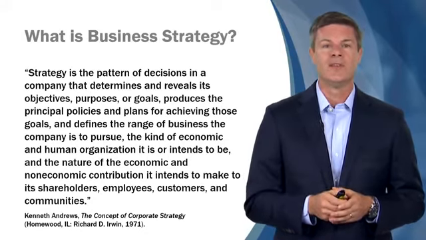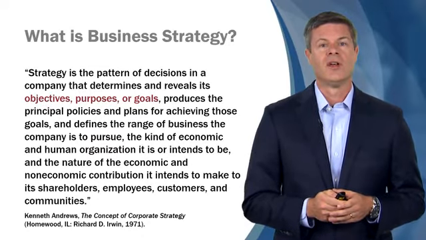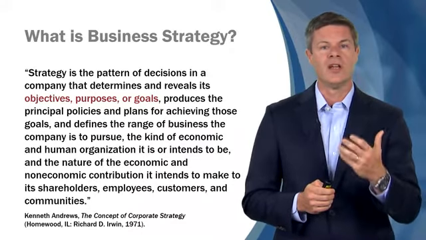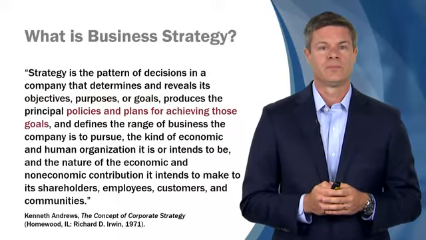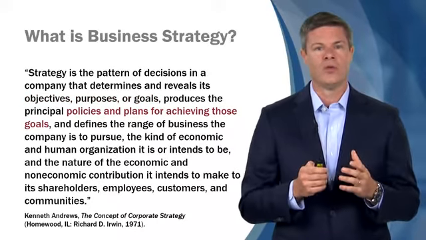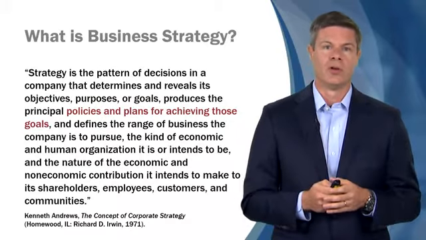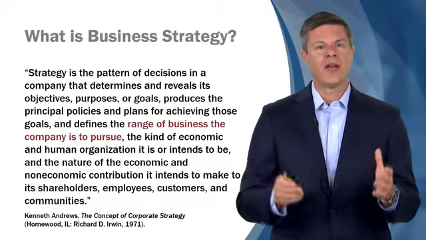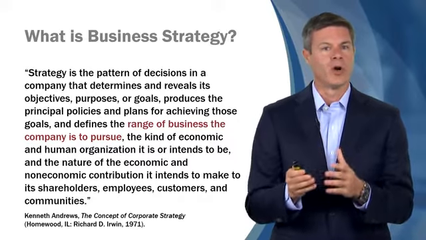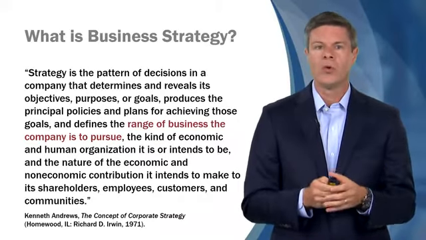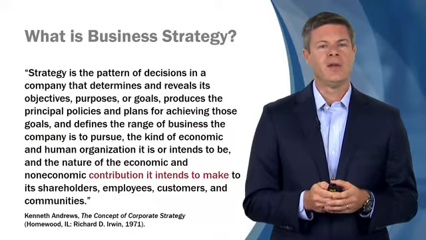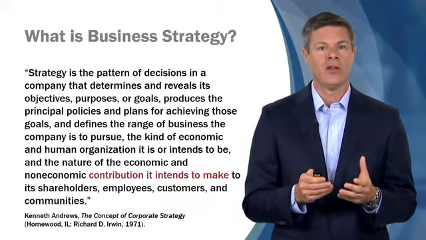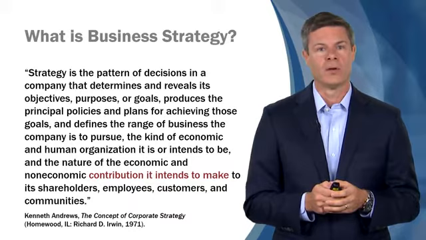So let me highlight some of the pieces of this definition here. First, objectives, purposes, and goals. Defines the mission of the organization here. Part of strategy is understanding what is the objective of the organization. Policies and plans for achieving those goals. What is the way in which they're going to deliver on this mission? The range of business the company is to pursue. How do we define the scope of the organization? What are the businesses and markets that it decides to play in? Is it a global company or is it a more local company? And then finally, what is the contribution it intends to make, both economic and non-economic? How does it create value, and for whom does it create value?